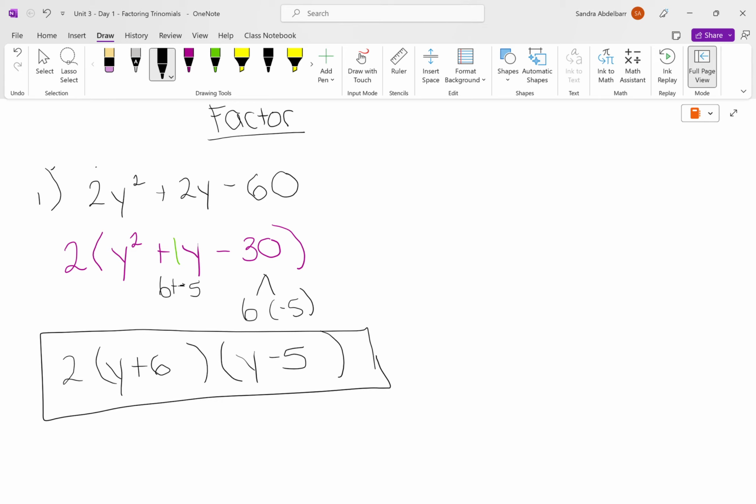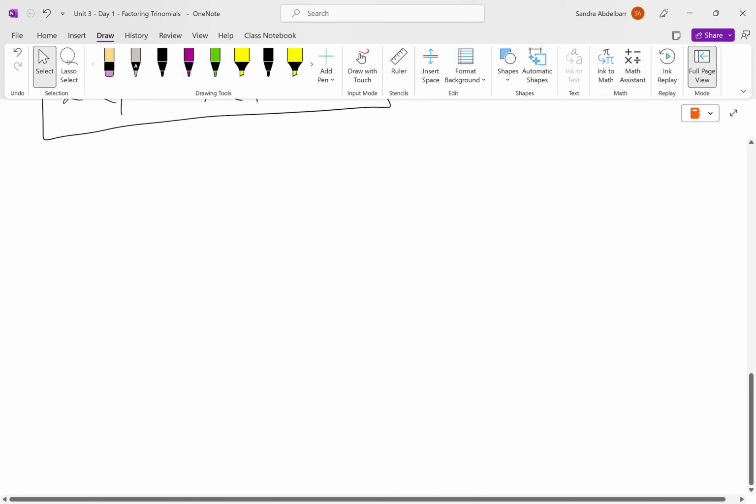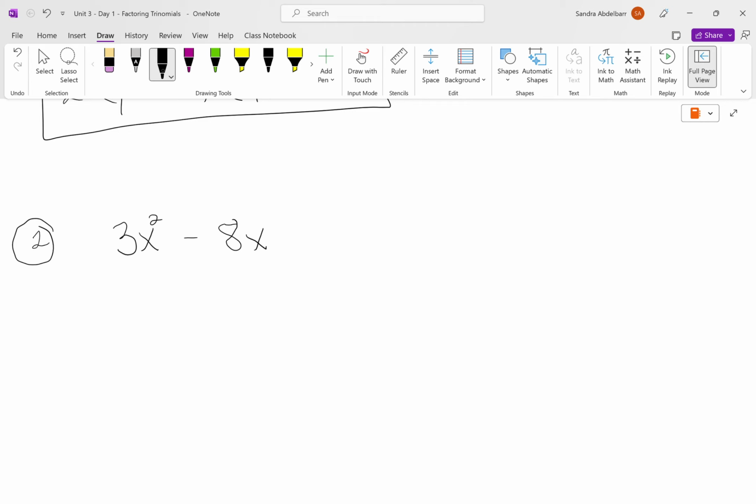All right, let's keep going. Remember, my directions for all these problems are to factor. Can I pull out a GCF of 3? No, because 3 is not divisible by 8x or 5. It's not divisible. So now we have to think, this is a different kind of factoring.